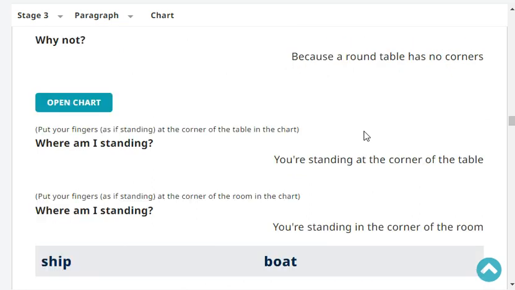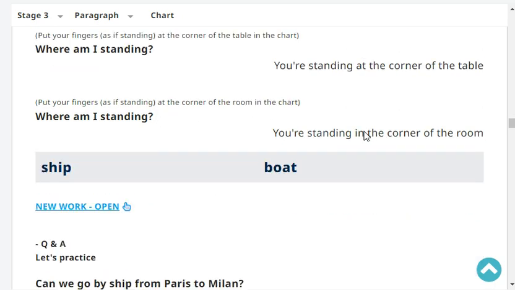Okay, where am I standing? You're standing at the corner of the table. Where am I standing? You are standing in the corner of the room. Very good.